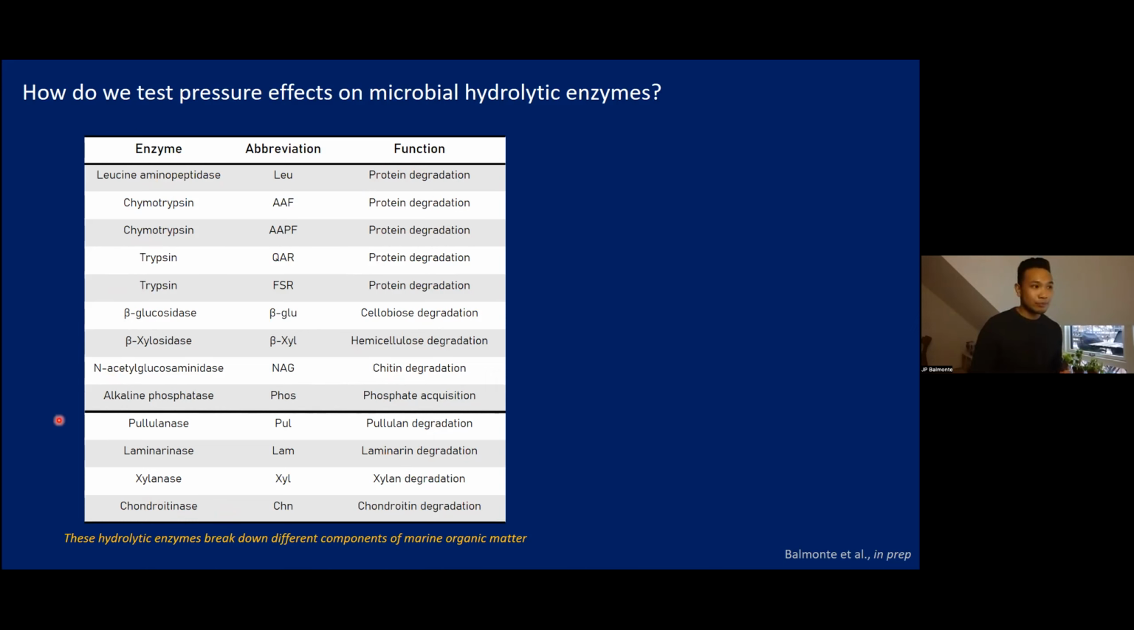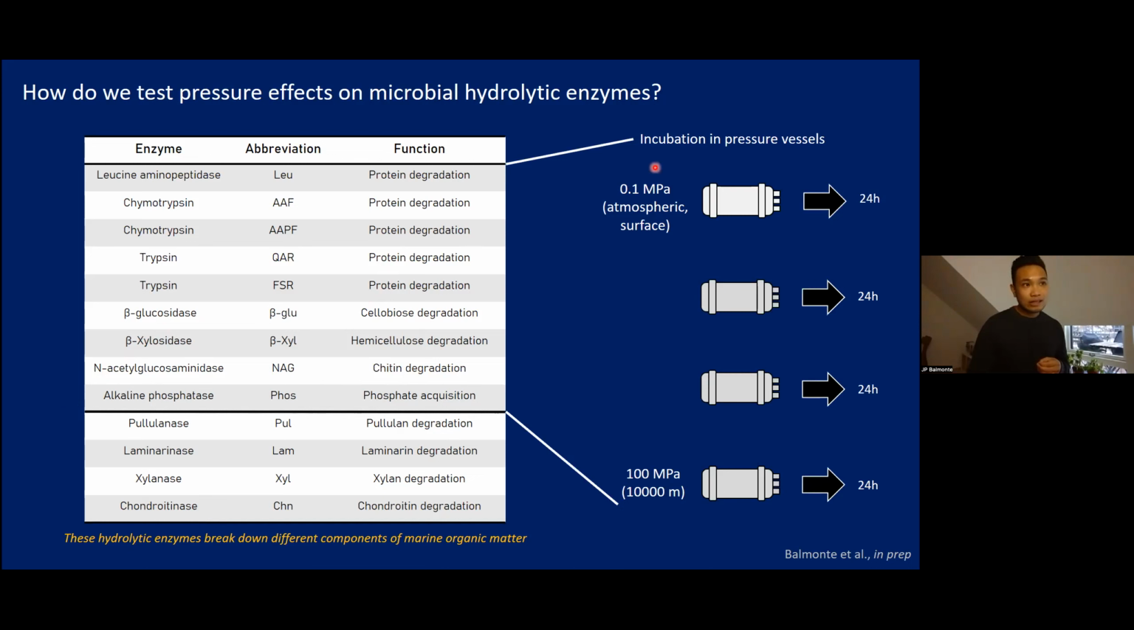With these assays, these incubations with a substrate added to our sample, we then put the samples into pressure vessels. We run these incubations for about 24 hours in the cold, in the dark. We place them in multiple pressure vessels so that we can mimic the different levels of pressure that sinking microorganisms encounter in the ocean, going all the way from an atmospheric control, so no increase in pressure, down to 100 megapascals, which is the pressure that microorganisms experience at 10,000 meters of water.